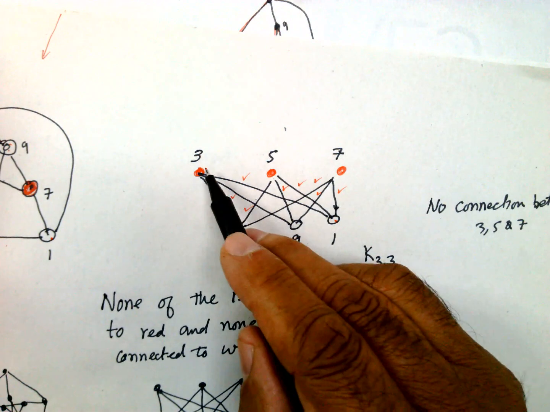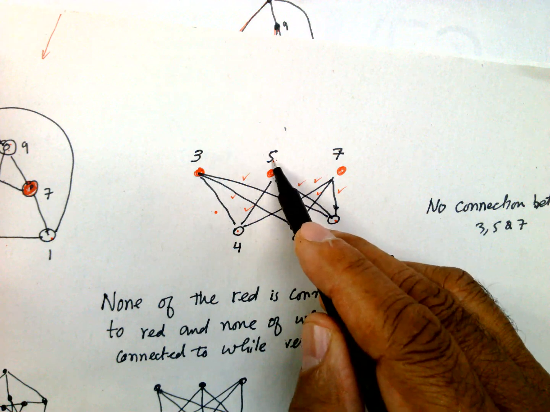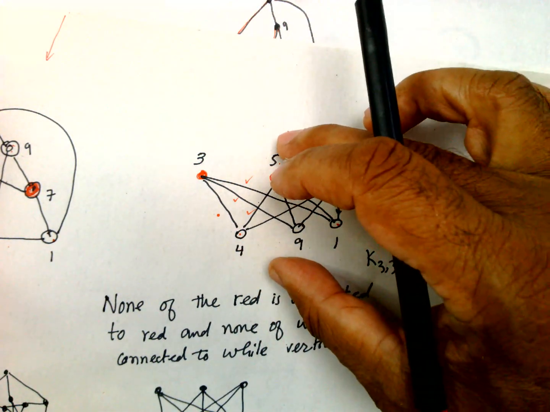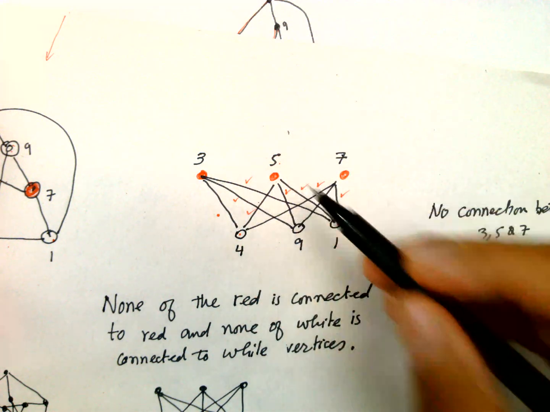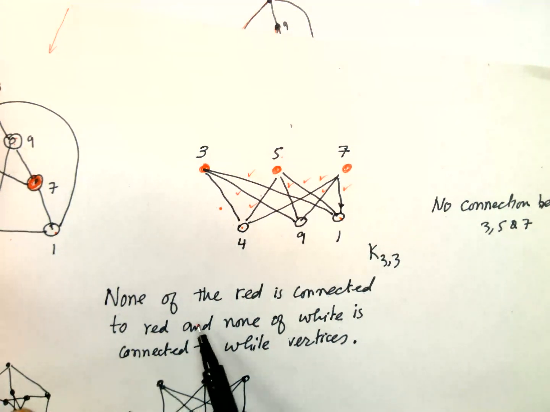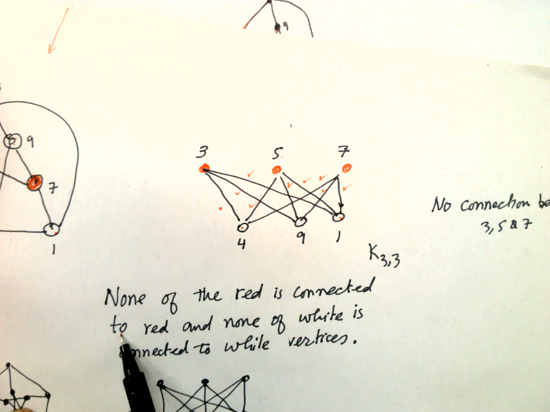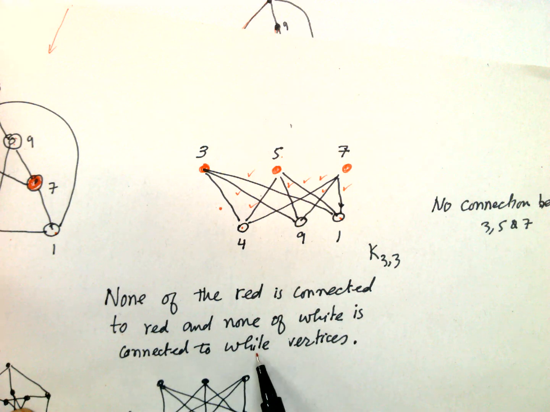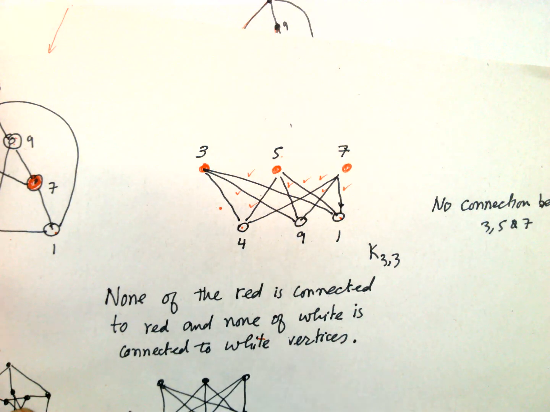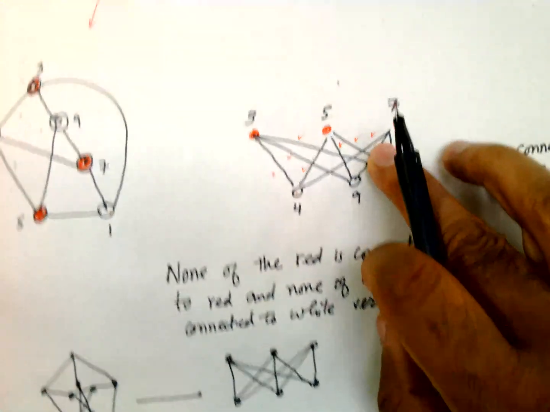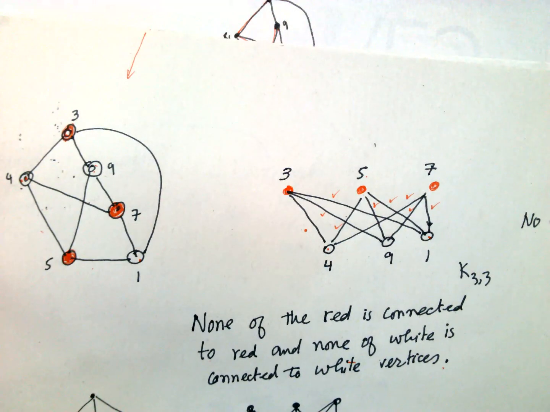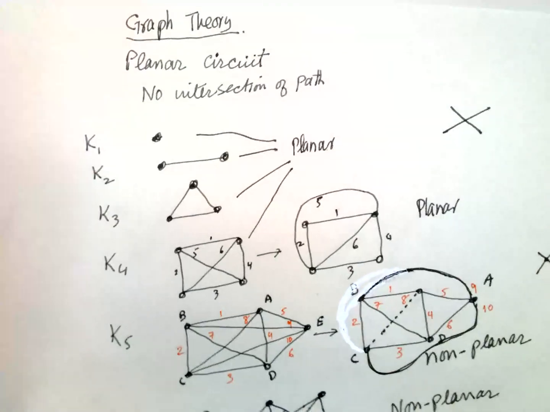But there's no connection between 3 and 5, and 5 and 7. It is a connected graph, but there is no connection between these two. None of the red is connected to red, or none of the white is connected to white, vertices. So this is exactly the same as we have discussed earlier. This is a K6 or K33 graph.